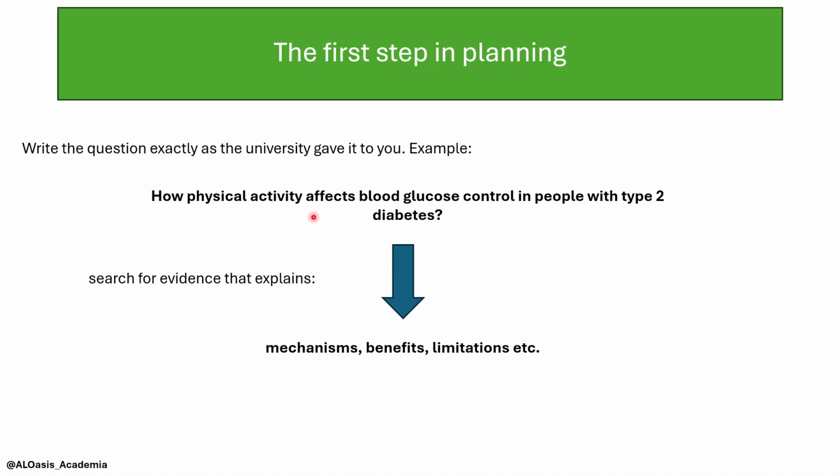So what are the benefits of physical activities on controlling blood glucose levels? So I would need to search for papers that talk about benefits. Okay. For example, limitations. Is physical activity considered to be a cure for type 2 diabetes or not? Or it will just help people with type 2 diabetes to control their blood glucose, but maybe medication is needed. So it has maybe some limitations. So it's not the cure for type 2 diabetes, and so on.